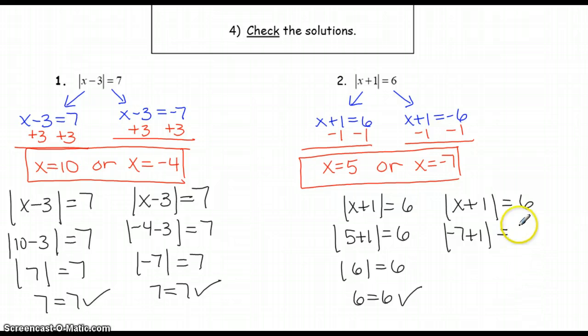And -7 plus 1 is going to equal -6. And the absolute value of -6 is 6. So again, we're left with a true statement. So both solutions work.